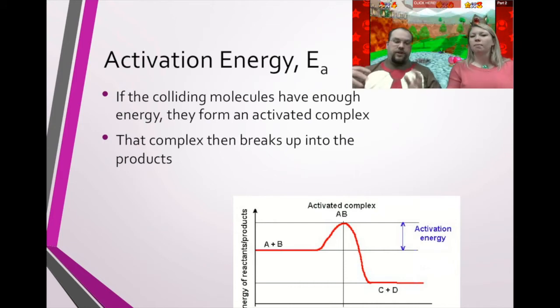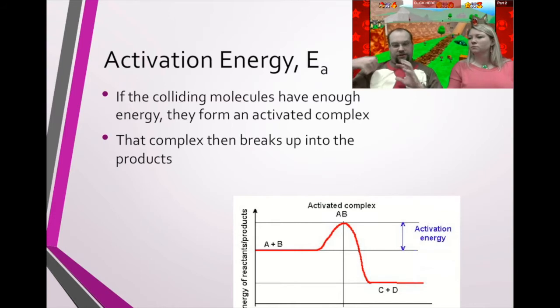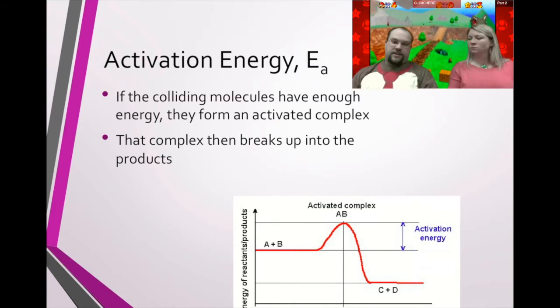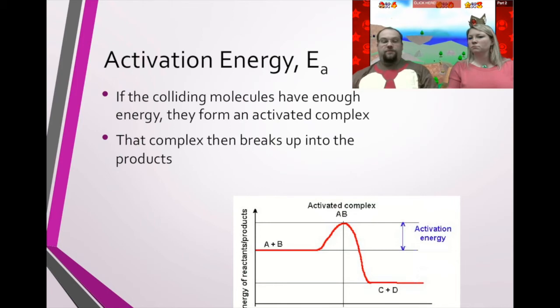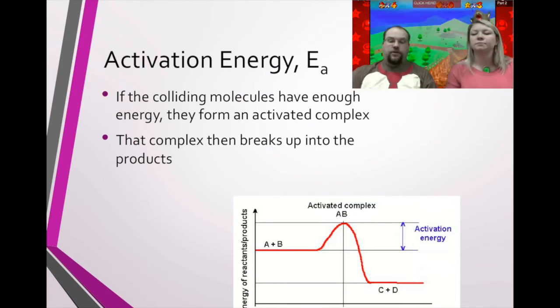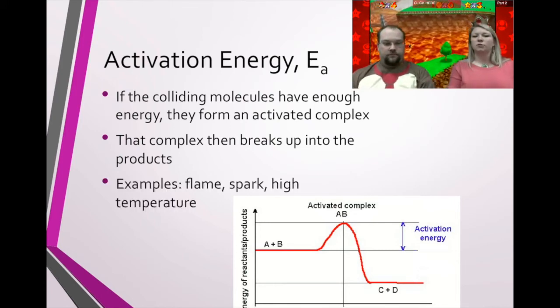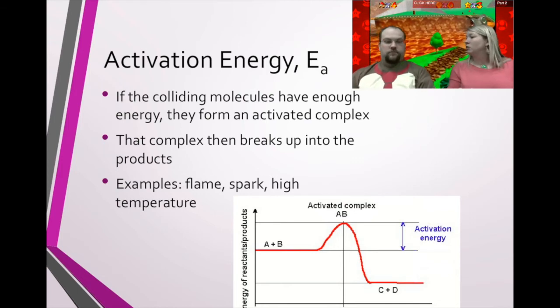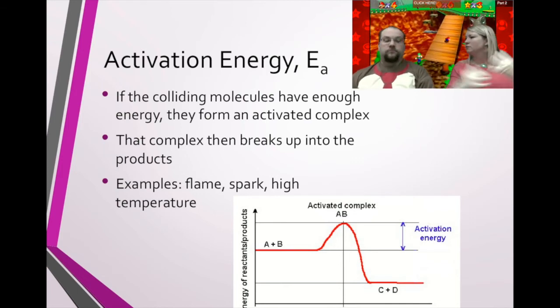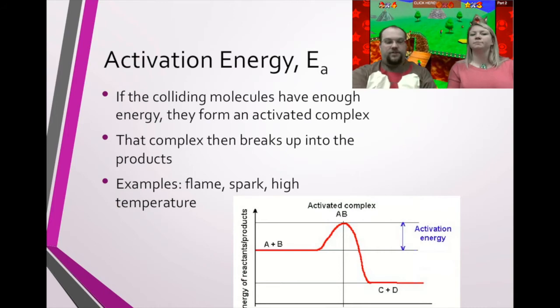So we have two things. They hit for a split second and are kind of together, that activated complex, and then they break apart and make their products. Some examples of what can supply that activation energy could be a flame, a spark, or a high temperature.